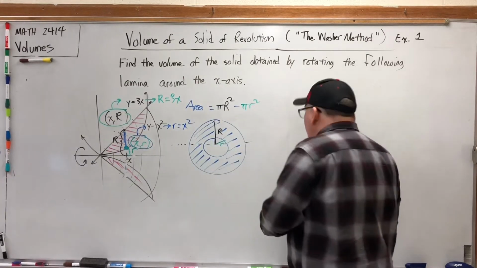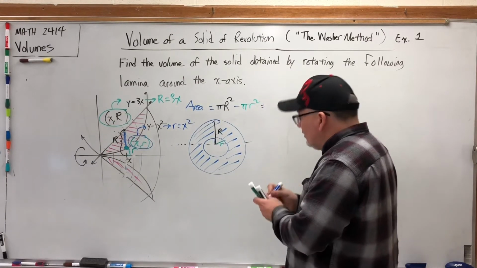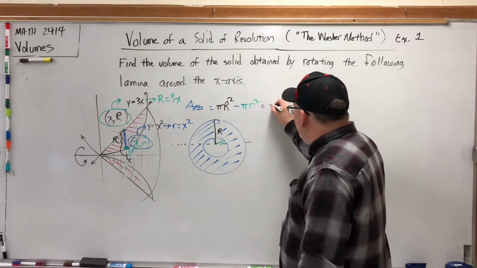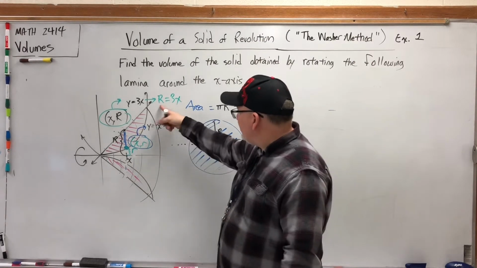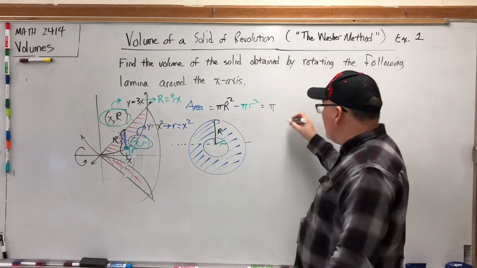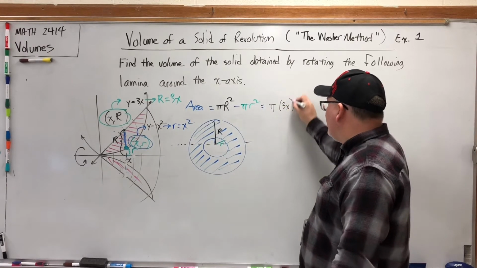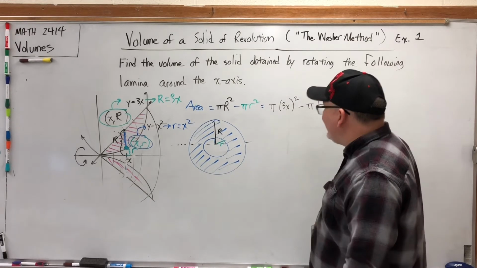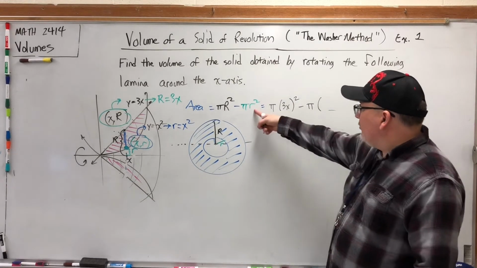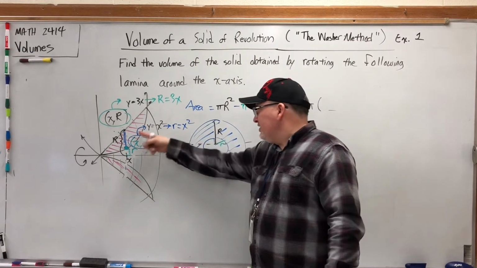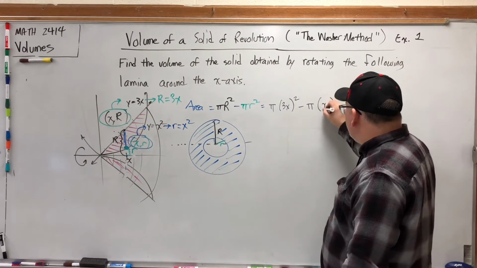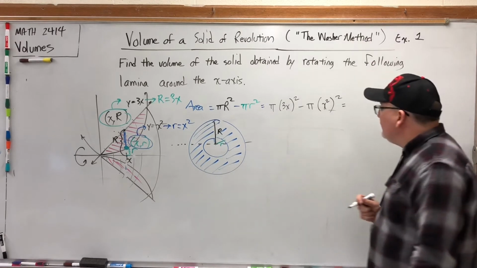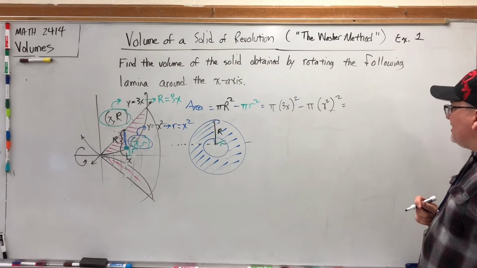Okay, so where are we? Here's where we are. We know that the outer radius is 3x, so pi big R squared becomes pi times the quantity 3x squared, minus pi times the inner radius squared, little r. But in this picture, little r is equal to x squared, so r squared becomes x squared squared.